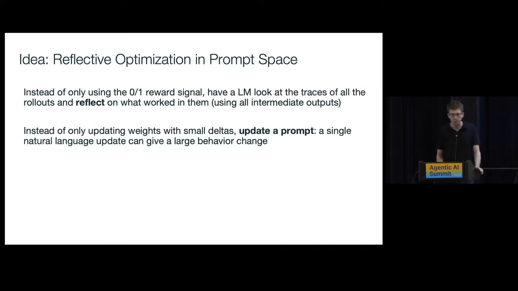So the idea we're exploring is what we call reflective optimization, and we do it in prompt space. There's two pieces to that. One is, instead of only using this 0, 1 signal, we actually ask a language model to look at the whole trajectory. Look at what you did. You ran this command, you got this output, you got this message, and reflect on what happened. So potentially integrate all this information to figure out what went wrong.